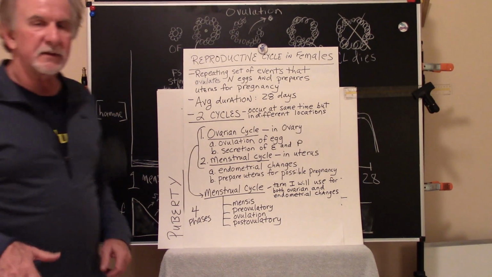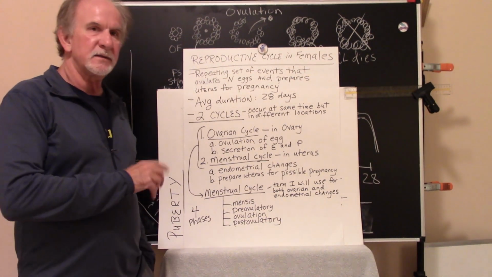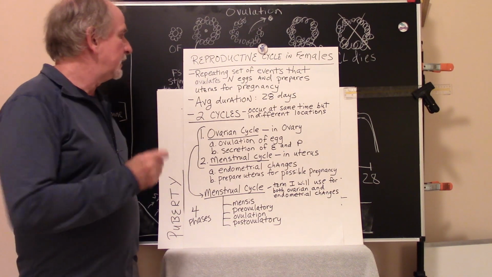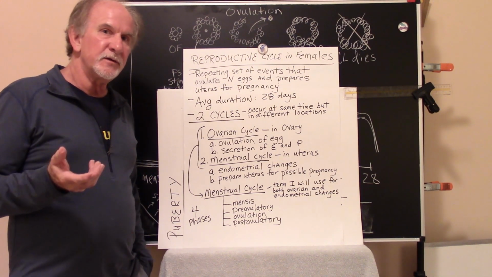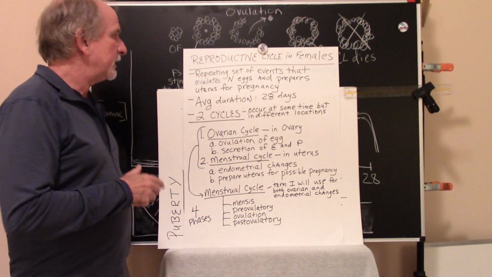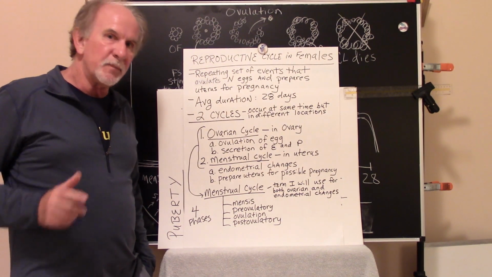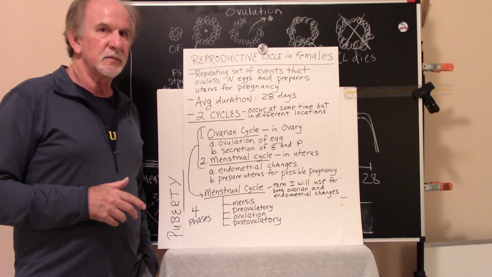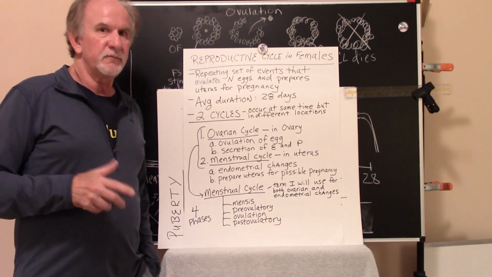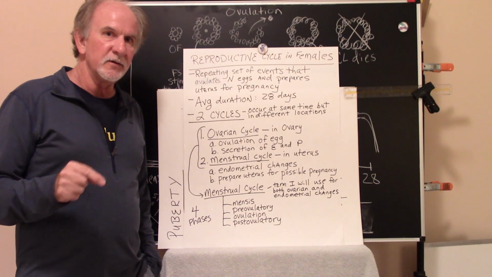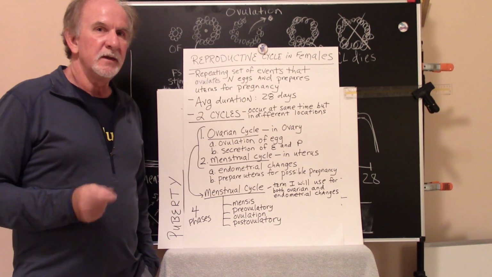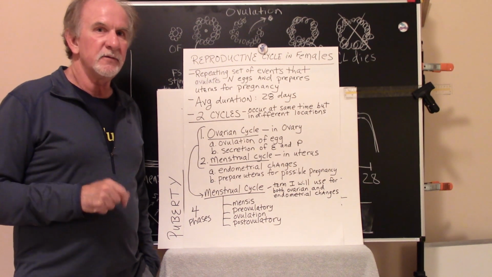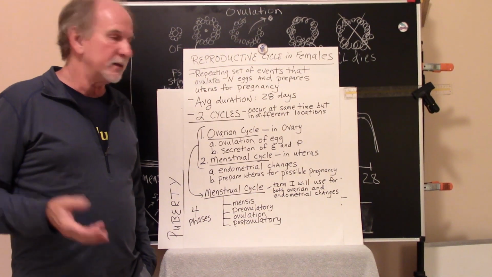Okay, we're going to be looking at the reproductive cycle in females, and that's a repeating set of events in the ovaries and the uterus that results in the ovulation of a haploid egg and preparation of the uterus for the possibility of a pregnancy. So females will ovulate 400 to 500 times across their 40-year reproductive lifespan, and there's always the possibility with each ovulation that they are sexually active and could potentially get pregnant.